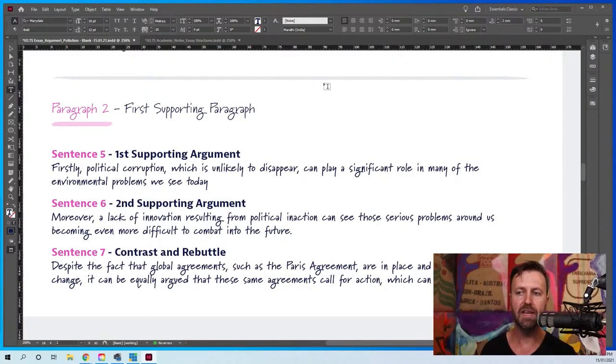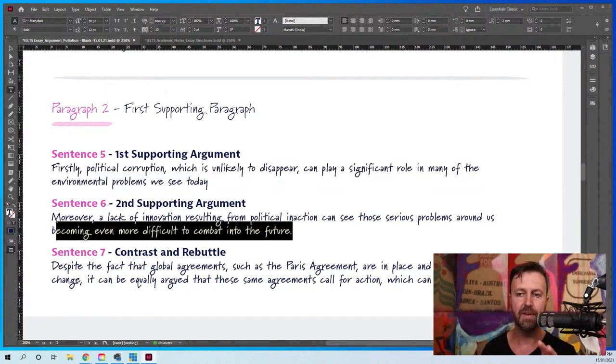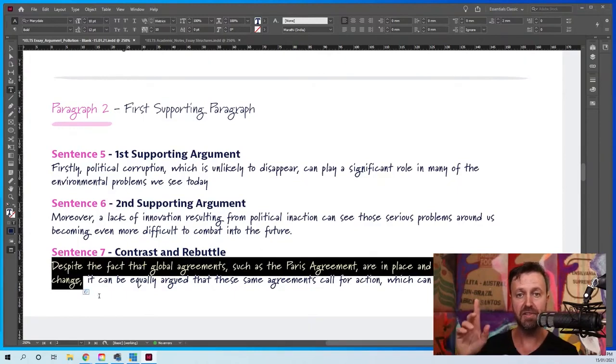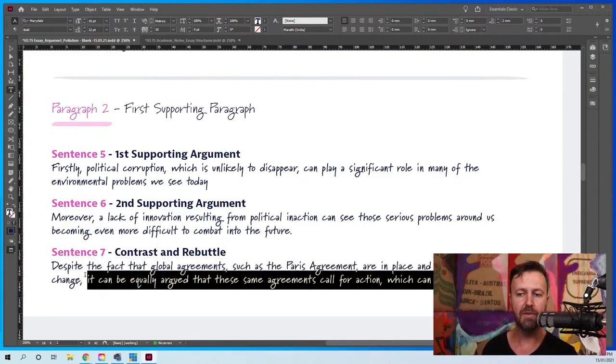All right. So what we've got here is we've taken the position that this is not going to be solved by 2030. This is our first argument, political corruption. This is our second argument, a lack of innovation. We then have the person that says, yeah, Adam, but, and that's here. Despite the fact that the person says global agreements are in place and can lead to profound change, can't they? And we say yes. However, and then we would provide this statement back to that person.